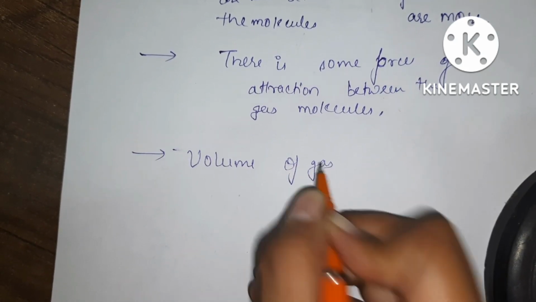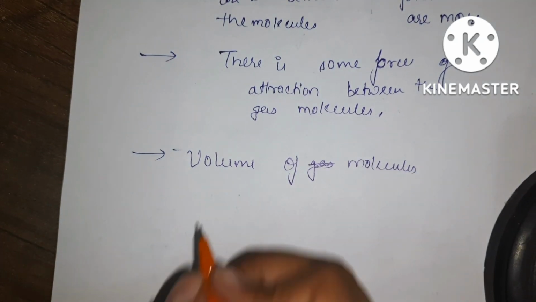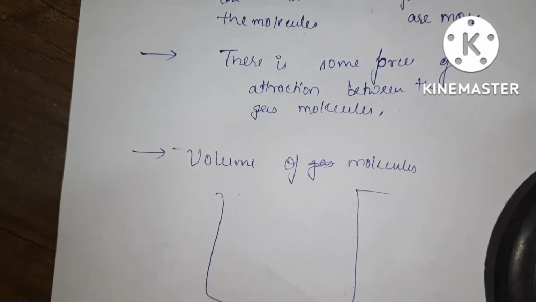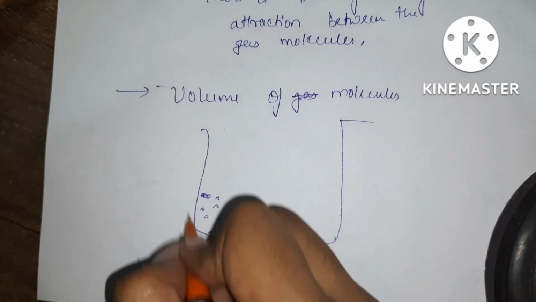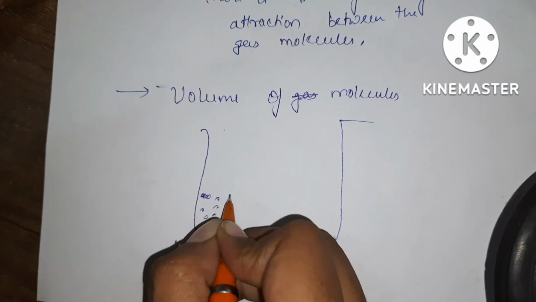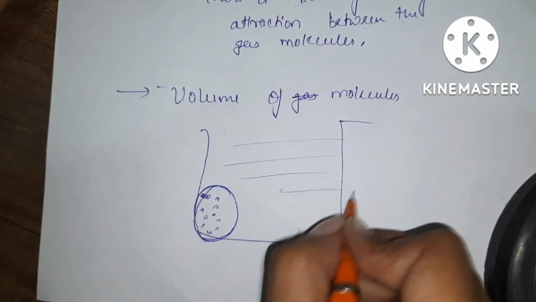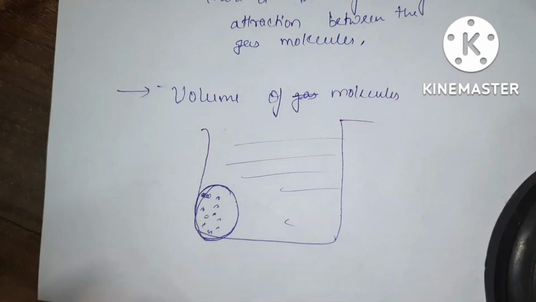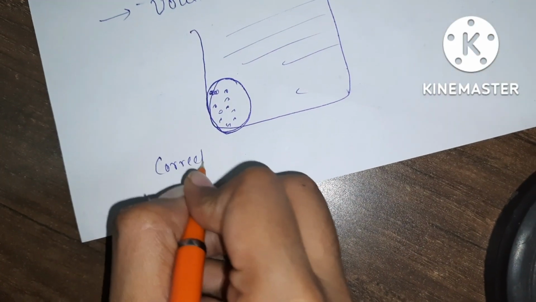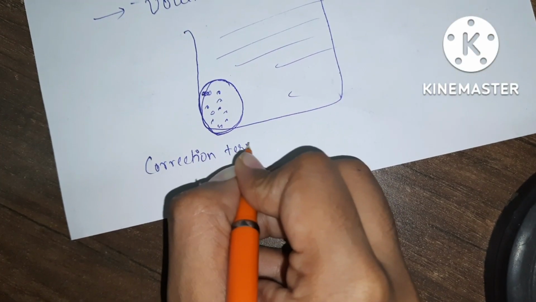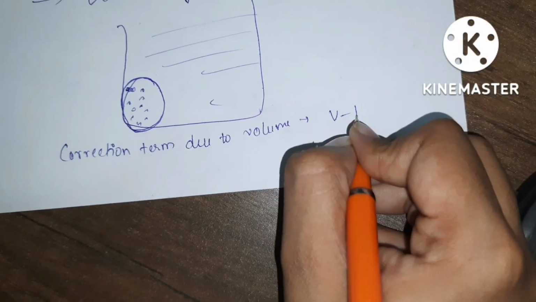We say that the volume of the molecules of gas is almost negligible compared to the total volume. But here the gas particles occupy some space. If we are going to compress this gas, the molecules also occupy some space in the whole container. The correction term due to volume is V minus nb.